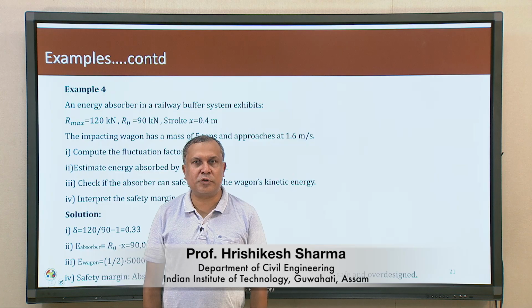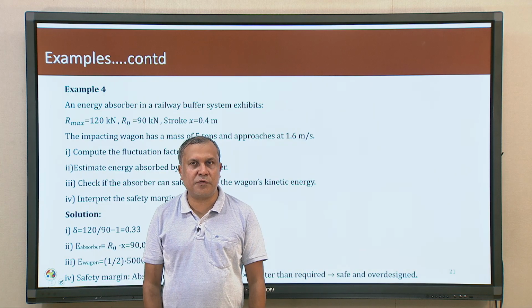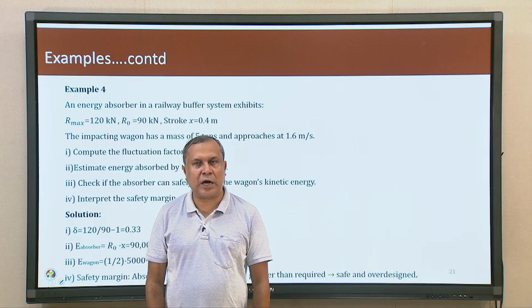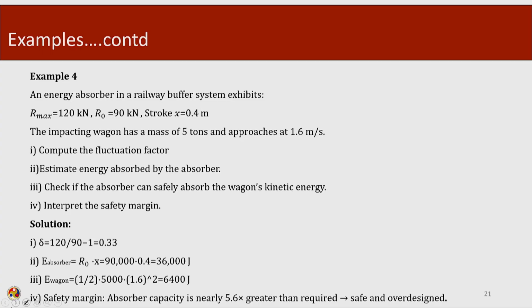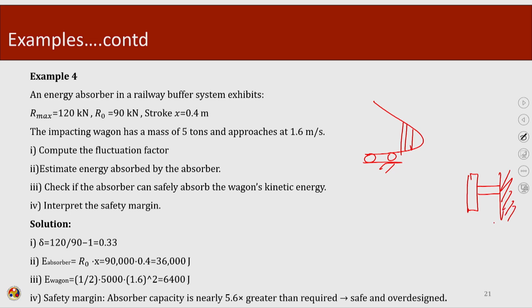Last time we looked into the examples. Today we will continue with the examples and look into how to design the energy absorbers. In this particular example, we have been given an energy absorber in a railway buffer system. This buffer system can lie in the nose of the railway vehicle, or it can be in the form of the stoppers that we normally see in any yards.